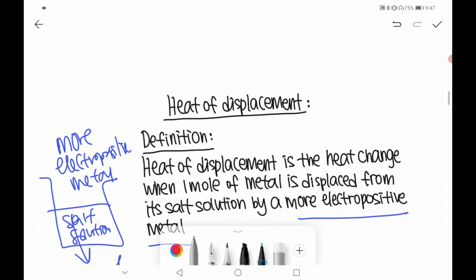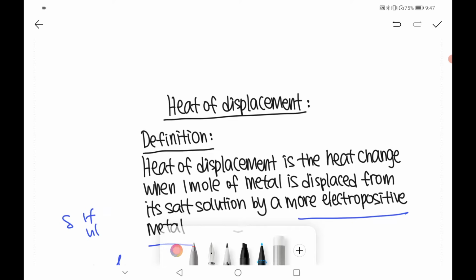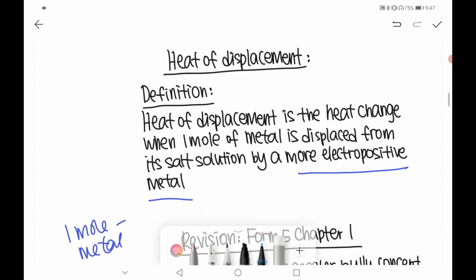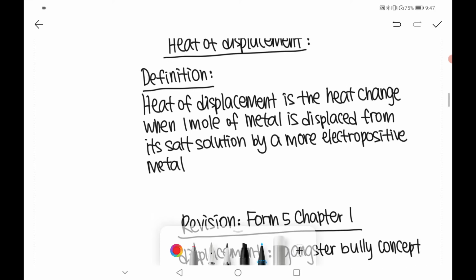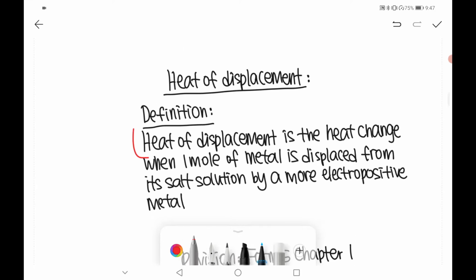and the heat change in this process is called heat of displacement. So that is how it works. If you understand the concept, then looking at the definition, it's not too hard. Let me repeat one more time. If the question asks you what is heat of displacement, your answer is this.